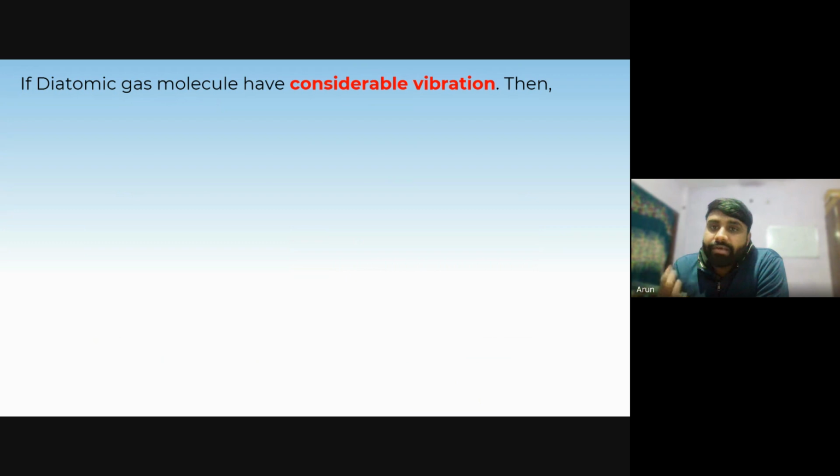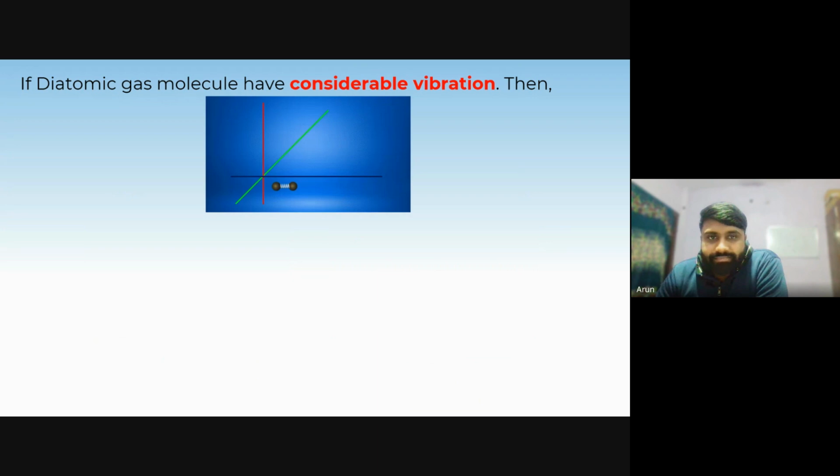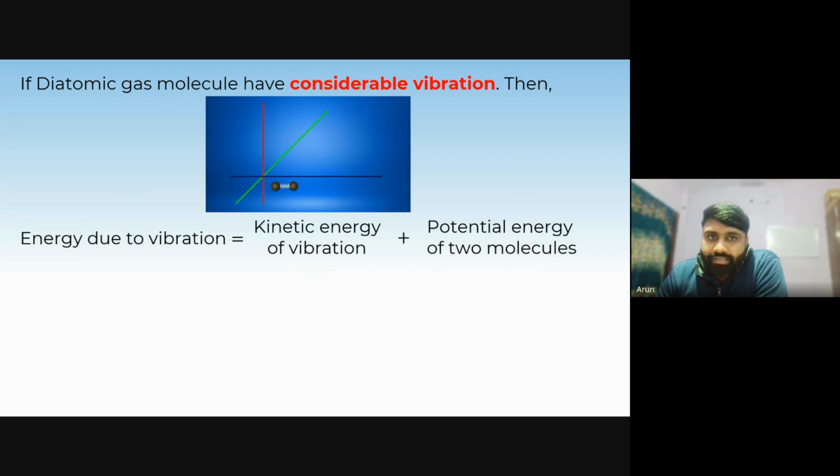So for considerable vibration, they can also possess some kind of energy. So what is that energy? They can also vibrate. So the energy due to vibration is the kinetic energy of vibration plus the potential energy of the two molecules, because in vibration or oscillation we have kinetic energy plus potential energy. So it will be given by 1/2 mu (dr/dt) whole square plus 1/2 k r square, where this term is for potential energy and this term is for kinetic energy.